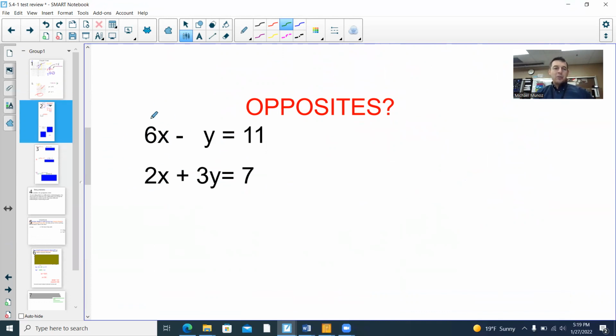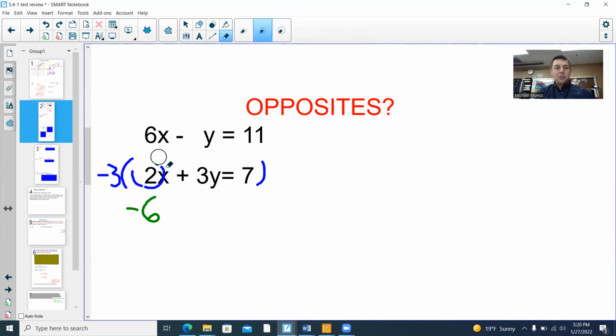So I'm going to look at my bigger number on the x's. My bigger number is this 6 right here. I know that the opposite of a positive 6 is a negative 6. So what I want to do is turn this 2 in 2x into a negative 6. So I have to find out what times 2 equals a negative 6. Well, I know 2 times 3 equals 6, but 2 times 3 is a positive 6, so I want to just add a negative sign there.